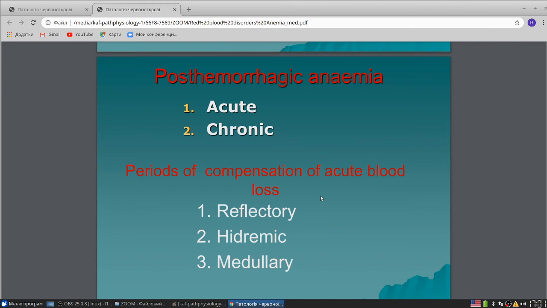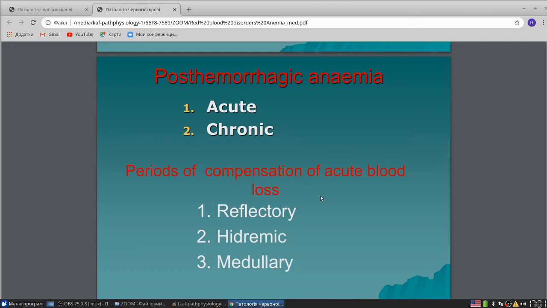The hydraemic stage is characterized by a change of hematocrit due to an increase in the total volume of plasma, due to the retention of water from the intracellular, extracellular, and interstitial space, due to decreased urination to absence of urination, hyposalivation, and it will lead to total hydration of our body.